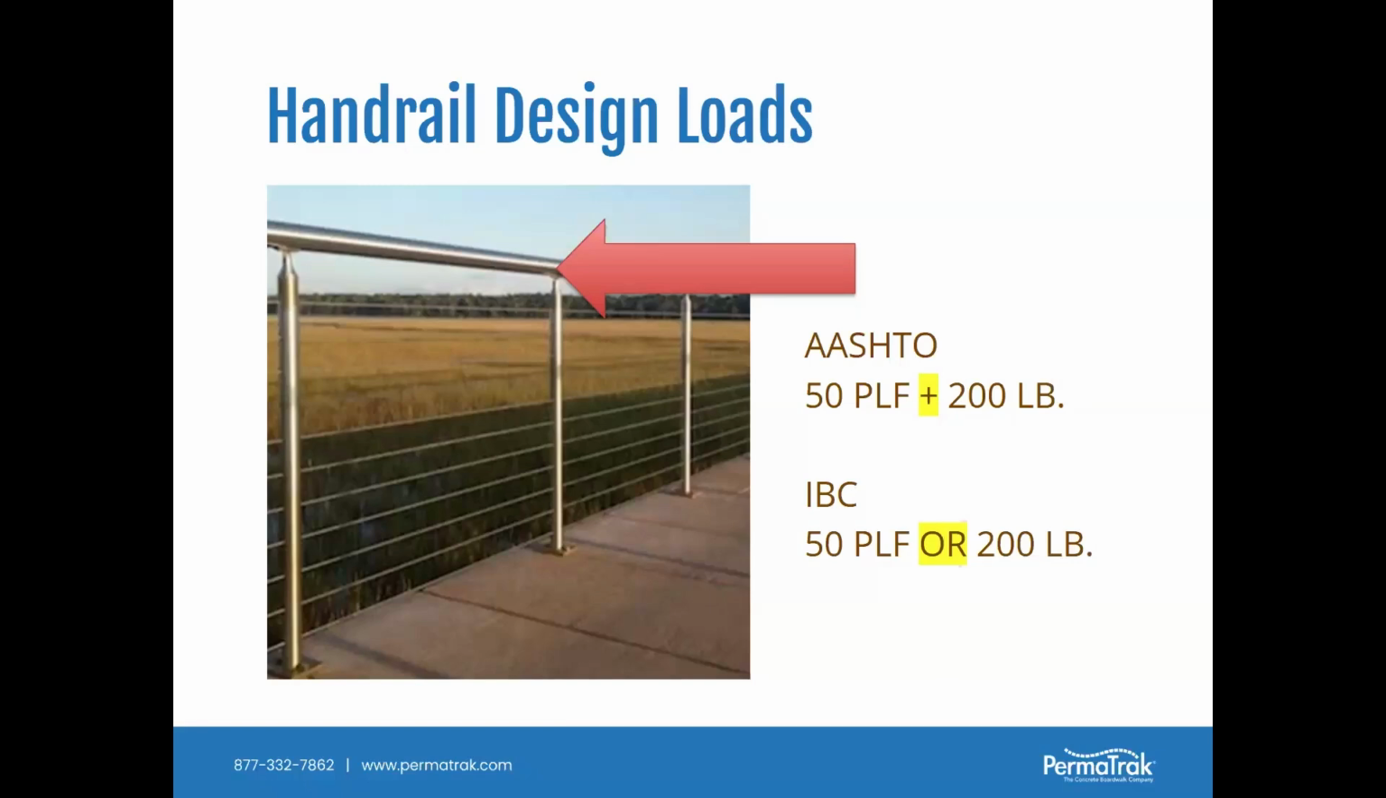The difference is that plus or the or. So in AASHTO, you have to put them together. In IBC, you look at both of them kind of independently. So the results are a little bit different. And with that information, you would determine the connection required, either a 2-bolt or a 4-bolt connection to connect that post to the boardwalk.